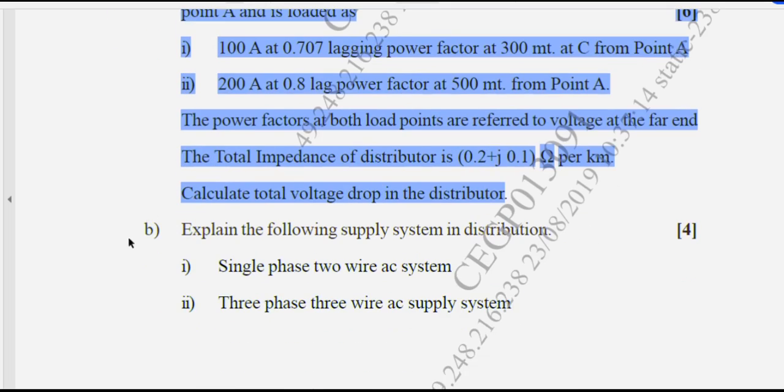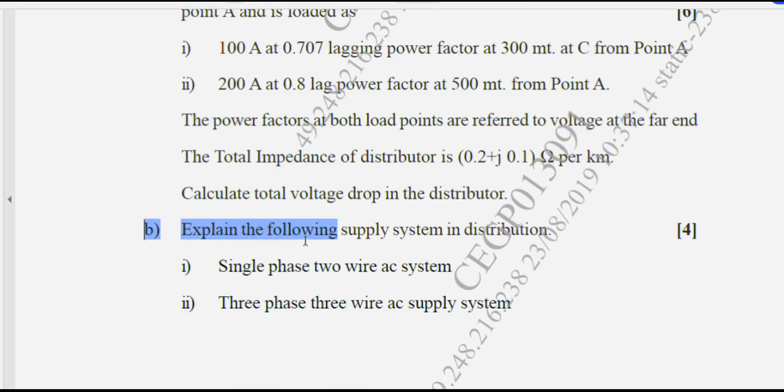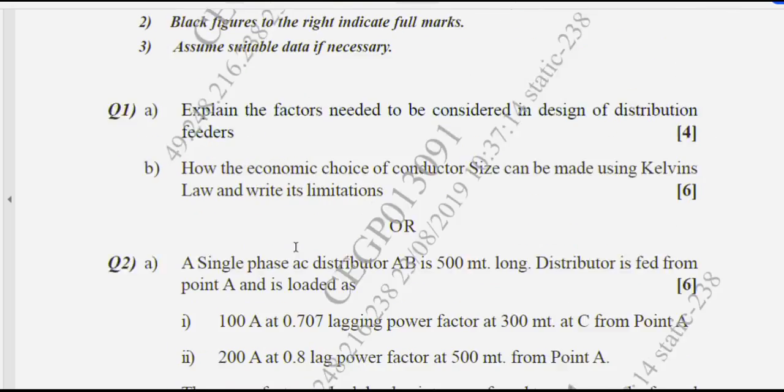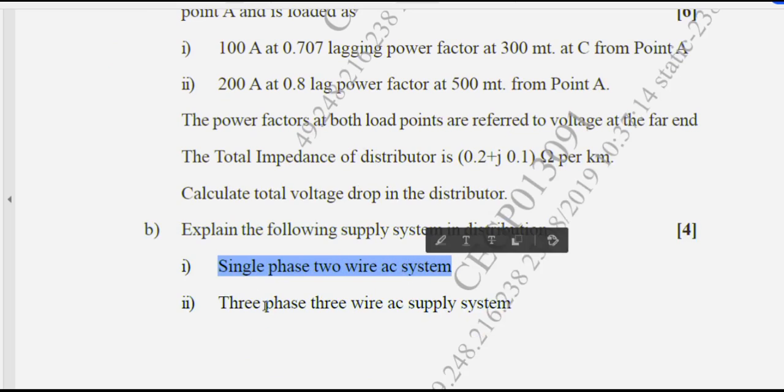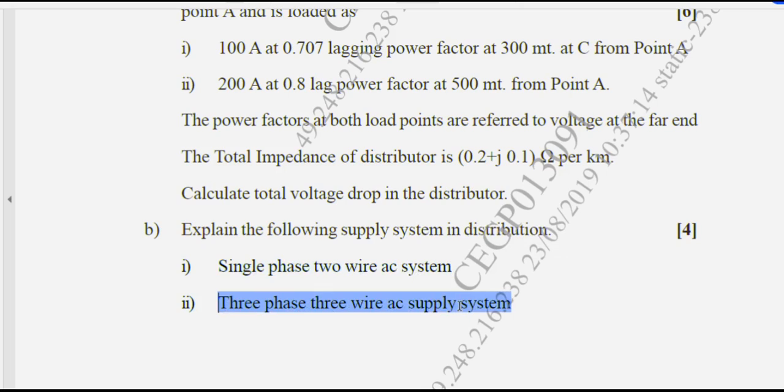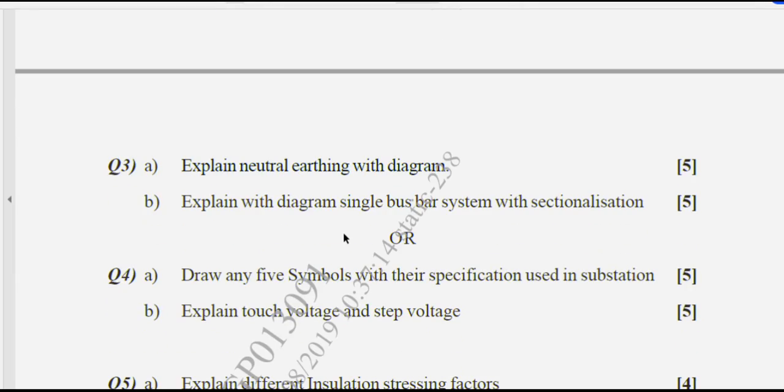The second B is very simple again. Explain the following supply systems in the distribution. They have asked one theory and one derivation. The first is the single phase 2 wire AC system, where we have discussed the economic choice of the conductor or the volume of material required, and the second is the 3 phase 3 wire AC supply system. This scheme is suitable for transmission purposes. This is from the in-semester exam.